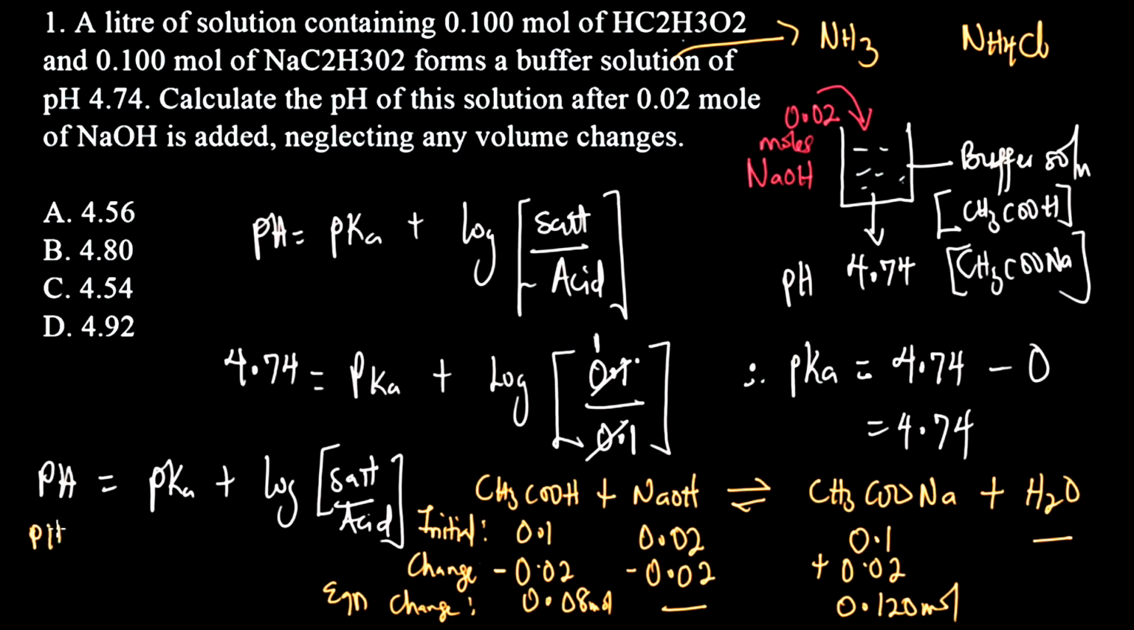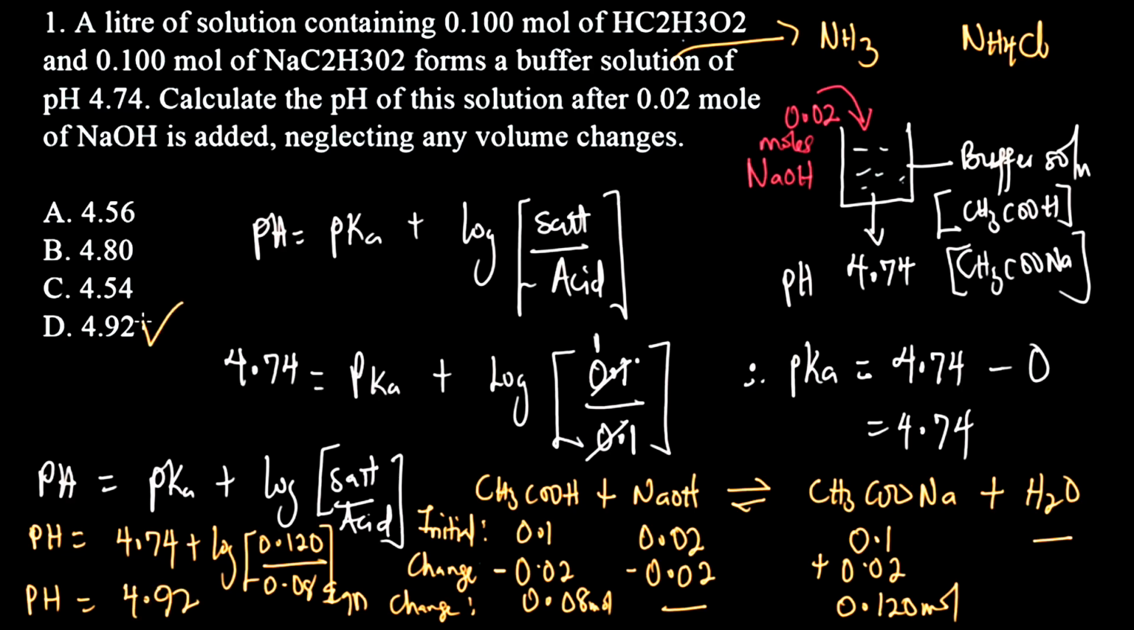So now we need to put this into the equation here. We have the pH to be what? The pKa initially was 4.74, plus log of salt. The salt was 0.12 over the acid, which was 0.08 molar. So the pH therefore becomes 4.74 plus 0.18, and that becomes 4.92. So this is the answer.